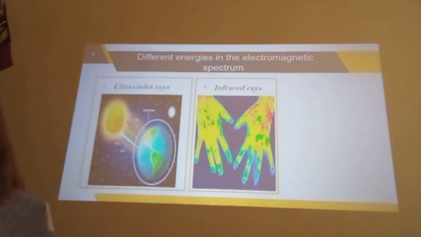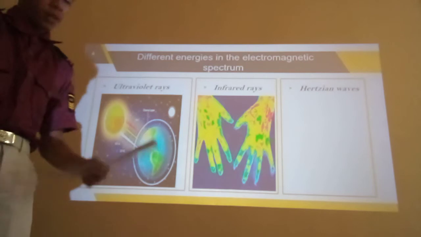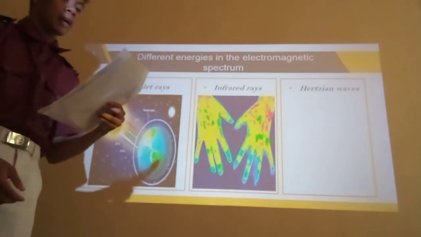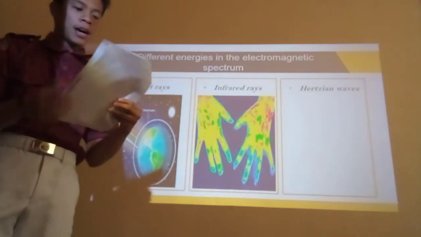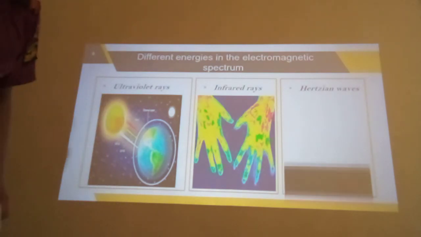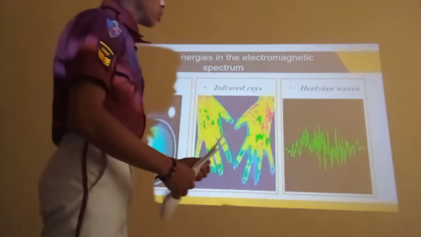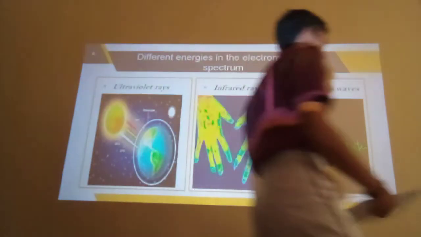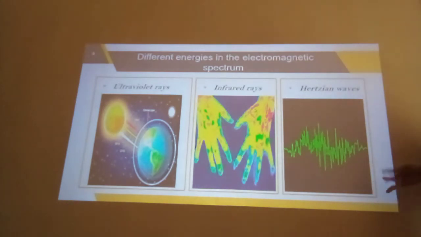Another energy in the electromagnetic spectrum is Hertzian waves. So what are Hertzian waves? A Hertzian wave is an electromagnetic wave produced by the oscillation of electricity. I have an example of Hertzian waves there. It is like in the hospital, when we go to the hospital, you can see it in the hospital room.